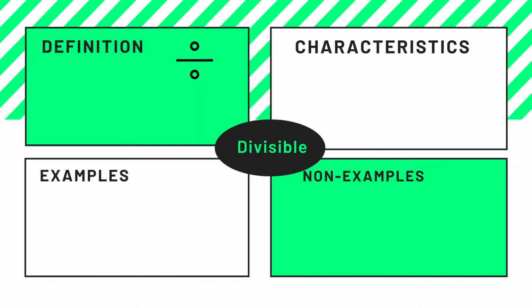So what I would like you to do now is fill out this Frayer model yourself using the word divisible. So I would like you to put in a definition. I'd like you to add some characteristics of things that are divisible. I would like you to add in an example. You don't need to do synonyms. An example and a non-example. So an example of something that is divisible and an example of something showing no divisibility at all.